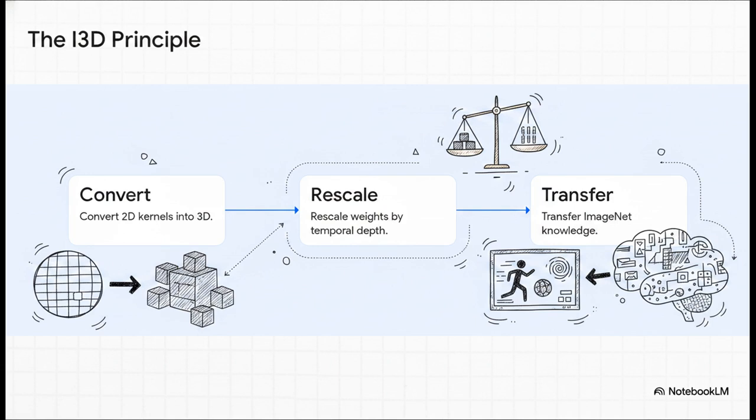Then, they cleverly rescaled those weights by dividing by the temporal depth. This allowed them to transfer years of pre-trained spatial knowledge directly into a video model, beautifully bypassing the need to train massive video networks from absolute zero.